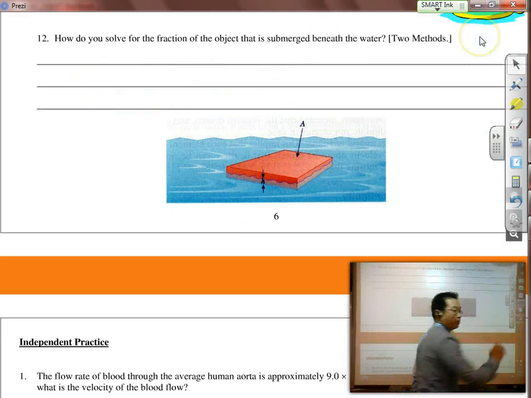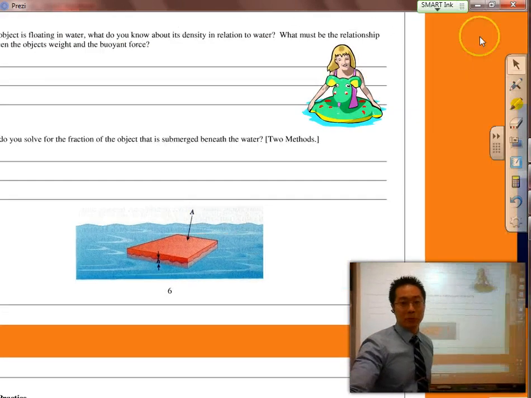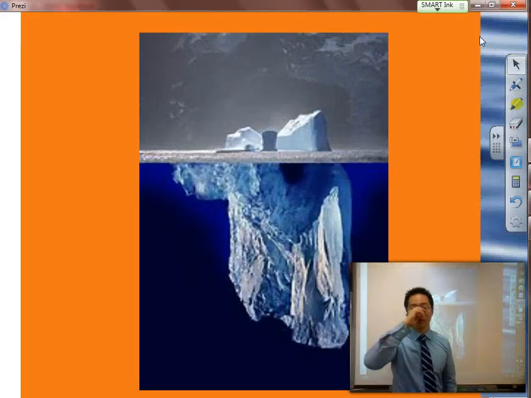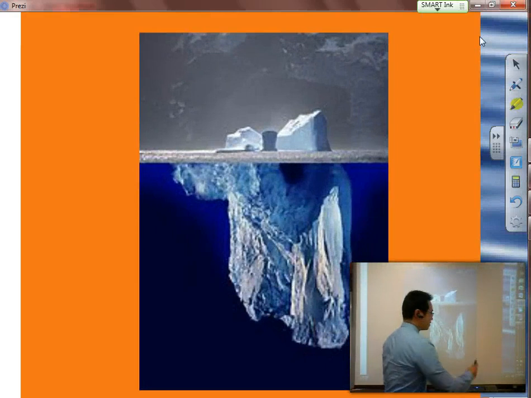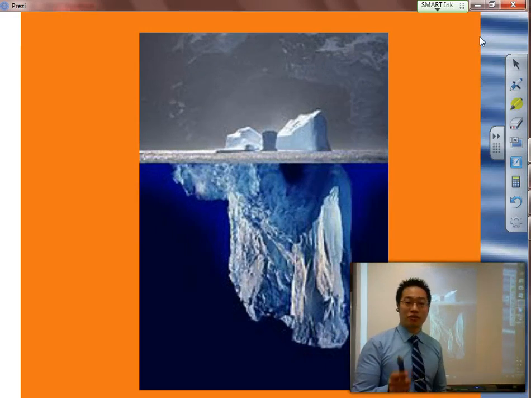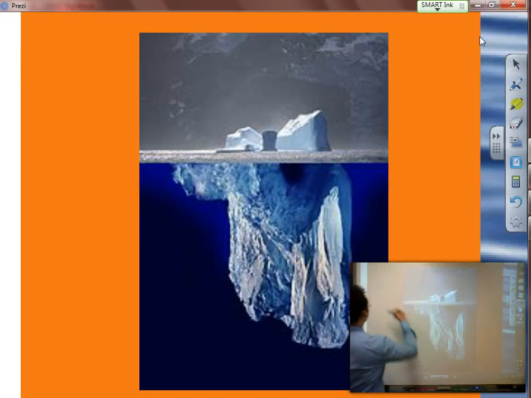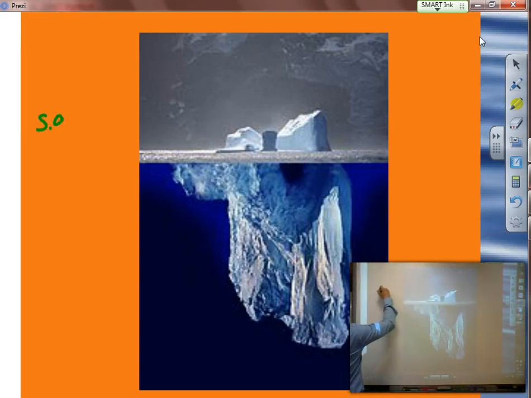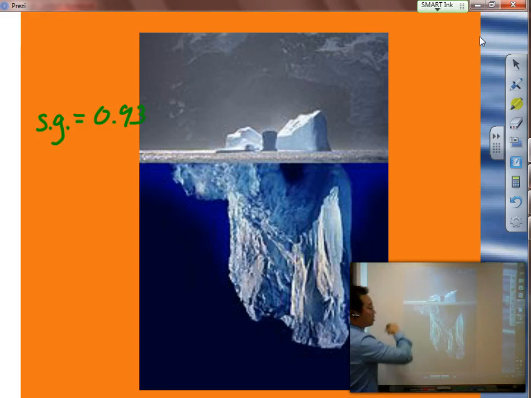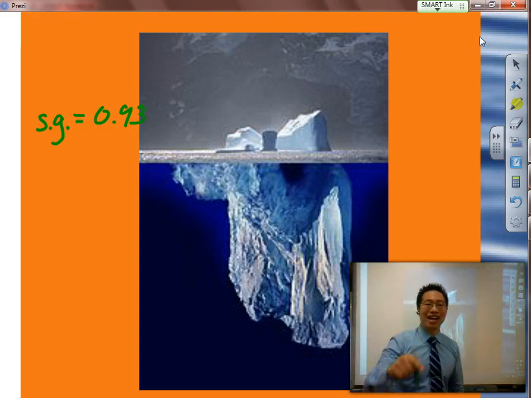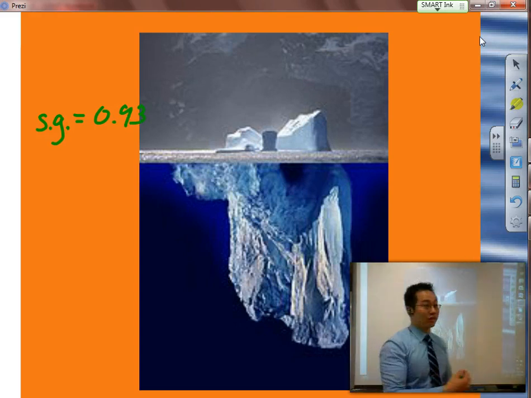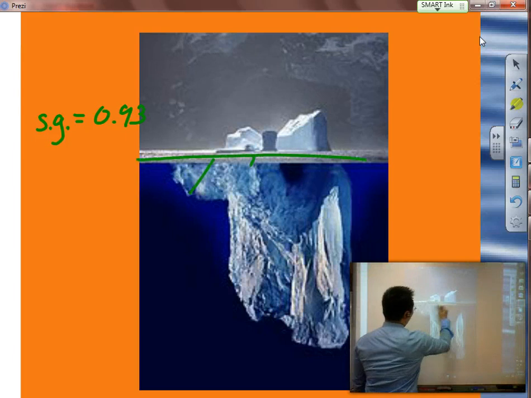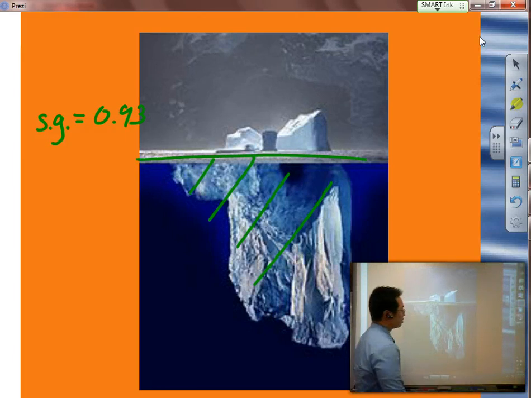So a couple examples. An iceberg. Ice has a specific gravity that's very close to 1. In fact, the specific gravity, I believe, off the top of my head, is 0.93 maybe, okay? Which means that's 93% underwater. And as you guys can see over here, the majority of the iceberg is underwater.